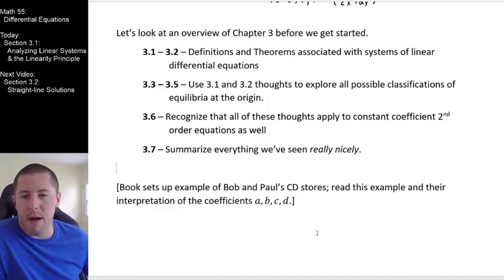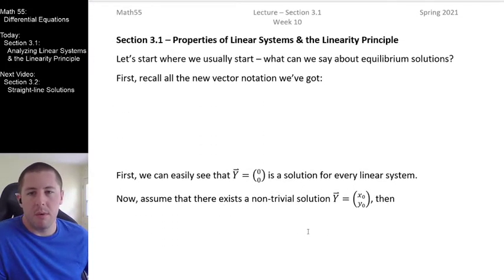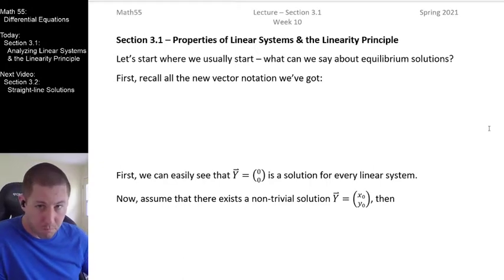We'll be seeing a lot more of Bob and Paul. They bring those guys up over and over again in these sections here as their repeat example, and they do a good job with that. So let's start with section 3.1 here. So again, this week we're going to cover 3.1 and 3.2 as our setup stuff, and then in the next couple of weeks we'll see all of our classifications fall out of our setups. So let's start where we usually start.